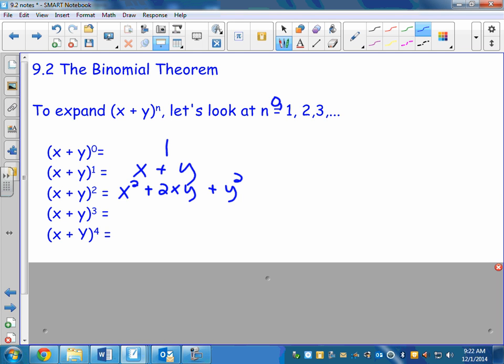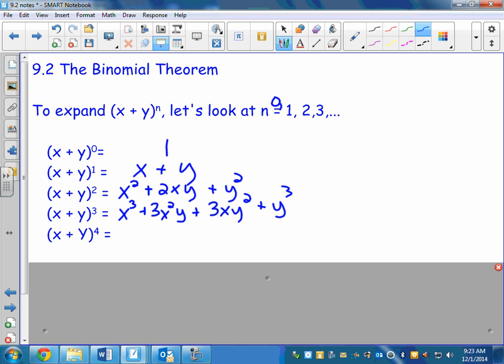X plus y to the 3rd, you have to then take this whole thing times x plus y again and distribute it all. And I'm just going to tell you that it is x cubed plus 3x squared y plus 3xy squared plus y to the 3rd. That's what you would end up with if you FOIL it all out and combine like terms.